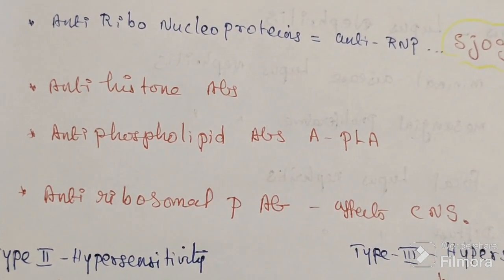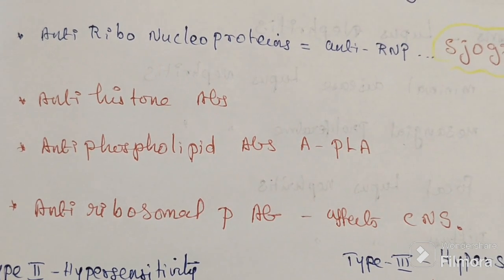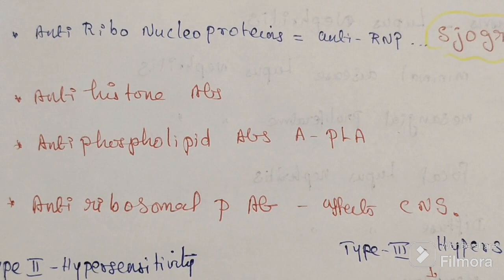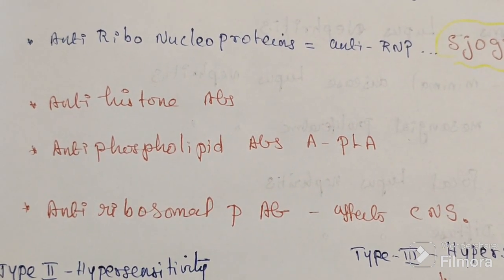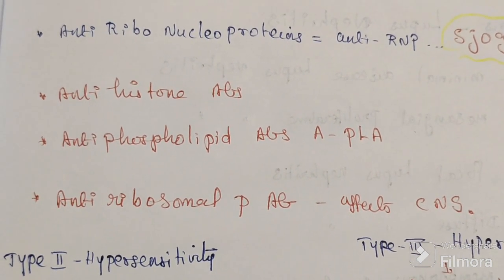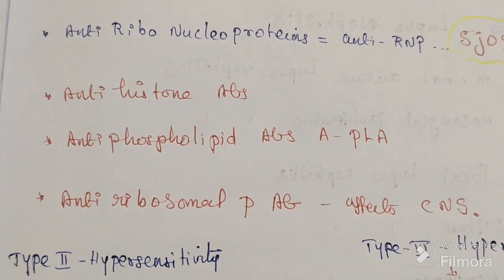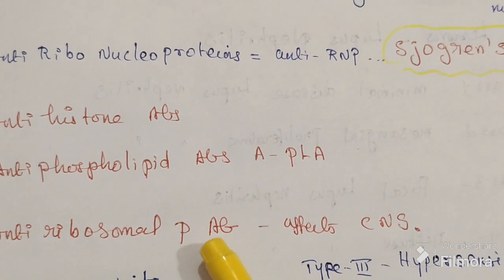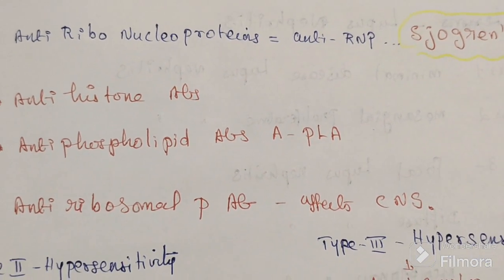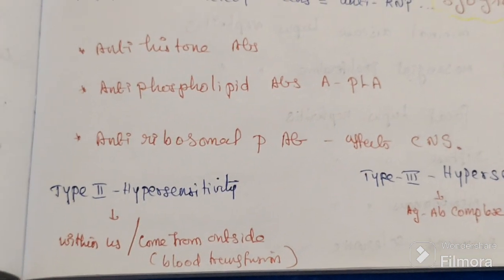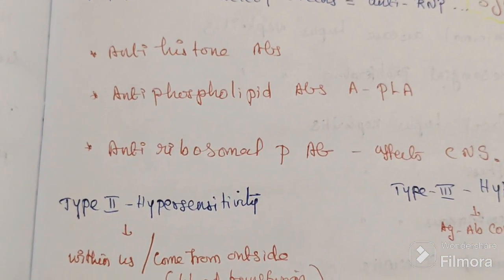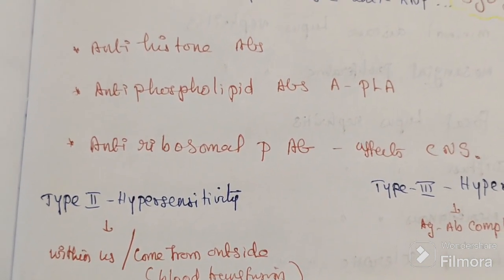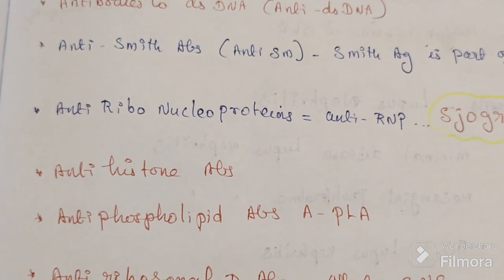anti-phospholipid antibodies, APLA antibodies, then anti-ribosomal P antibodies, antibodies against the protein in the ribosome. So anti-ribosomal P antibodies means antibody against the protein in ribosome. This one will affect the central nervous system. Then this SLE, antibody against all these. Okay, these are the antibodies.